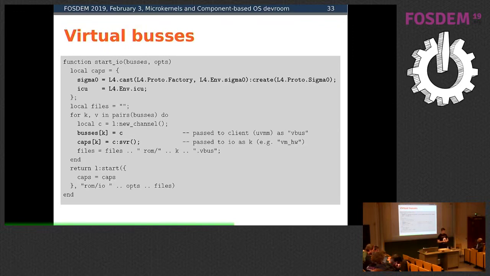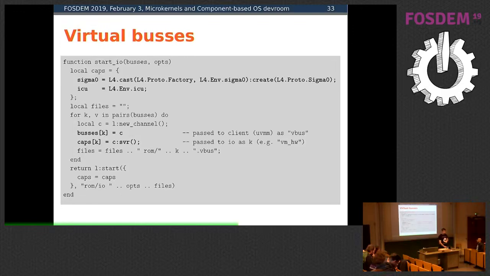And I/O will know this, by the way, by the key which features in the table. And the client part of it will be passed to UVMM or to whatever client we have here. Also, a very important part of this is that we need to start the I/O manager with some additional rights that the other tasks do not have.